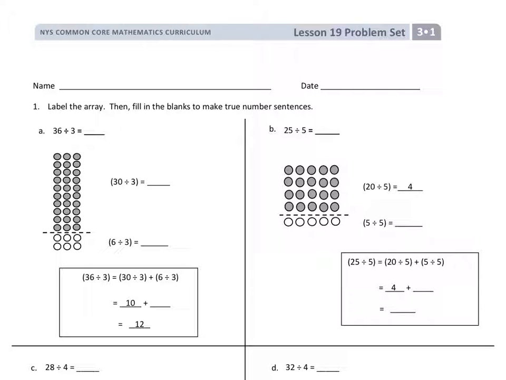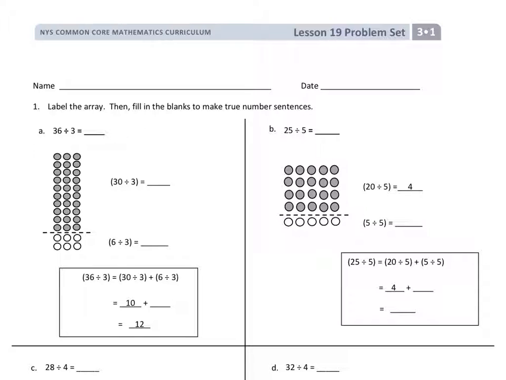Today we're going to work on lesson 19 problem set, which is applying the distributive property to decompose units. So remember, the distributive property is where everybody is sharing something, and decomposing means that we're taking something apart or breaking it apart. So let's get started. Number 1 says label the array, then fill in the blanks to make true number sentences.